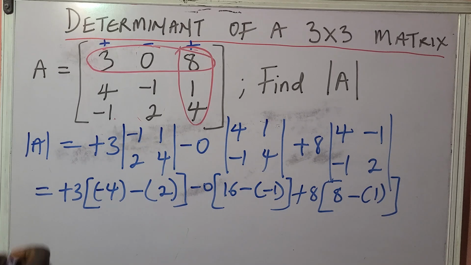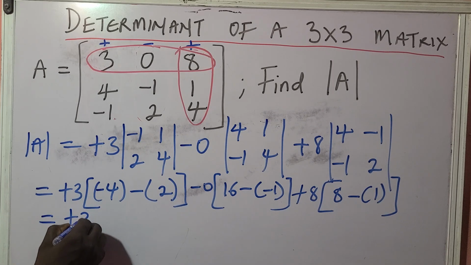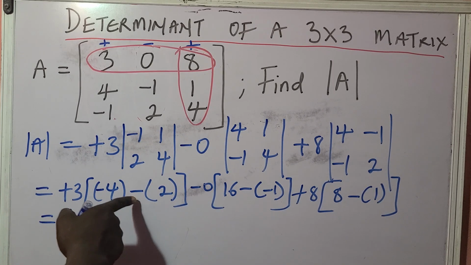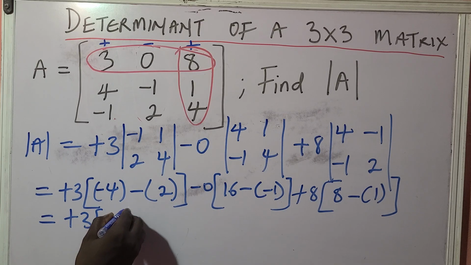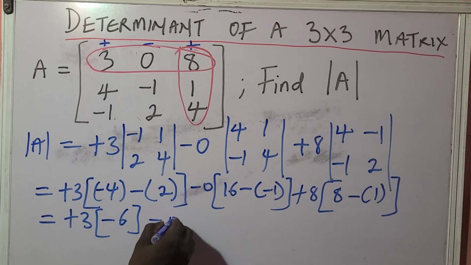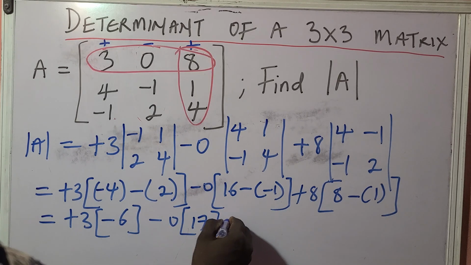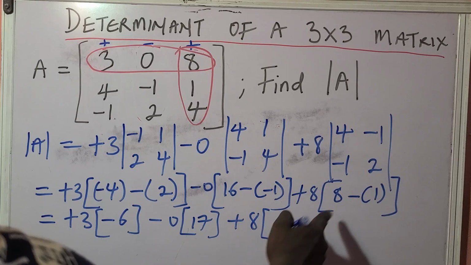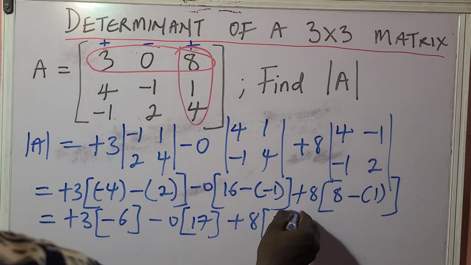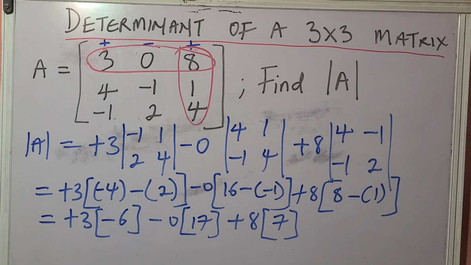Then what we have to do next is to go on to resolve this. Minus 4 minus 2. This will be minus 6. Of course, I know that whatever we have here, let's go on to do that. 16 plus 1, that will be 17. Then plus 8 into 8 minus 1, that will be 7.